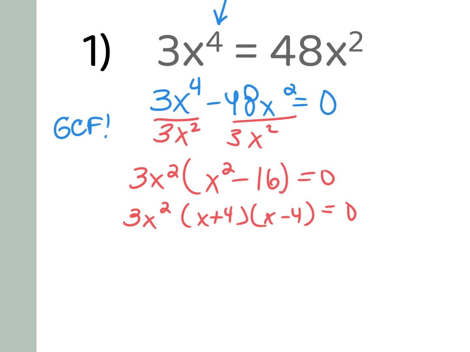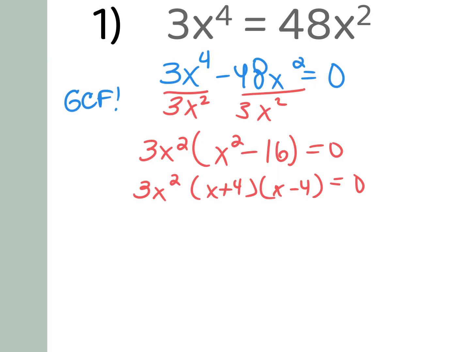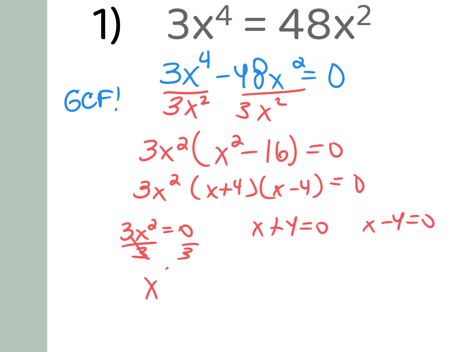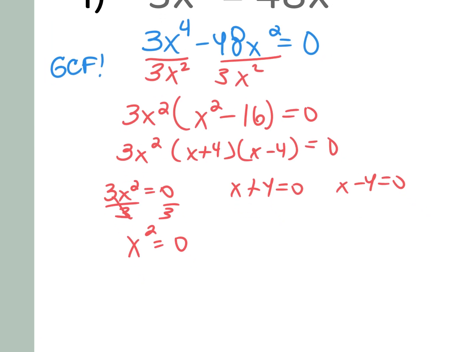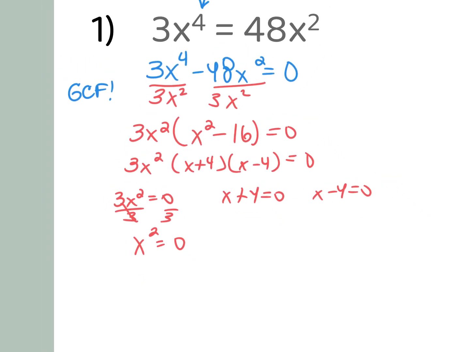So now, guys, we're going to take each piece, since we solved by factoring, and we're going to set each piece equal to 0. x plus 4 equals 0. x minus 4 equals 0. So I'm going to divide both sides by 3. I get x squared equals 0. How do I get x all by itself? Take the square root. When you take the square root, what do you put in front of your answer? Plus or minus. What's the square root of 0? 0. This is a special case.